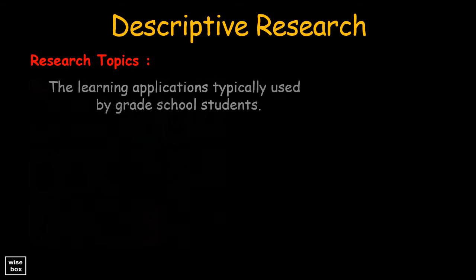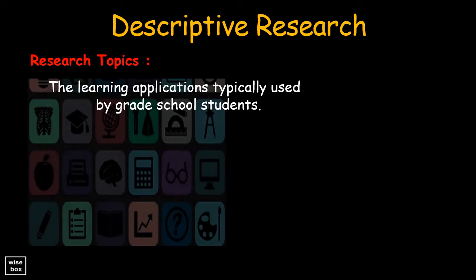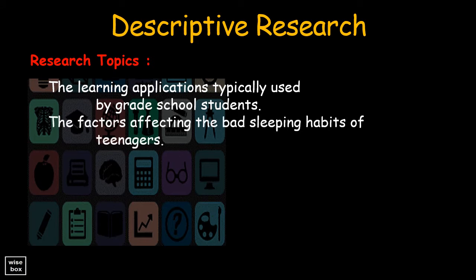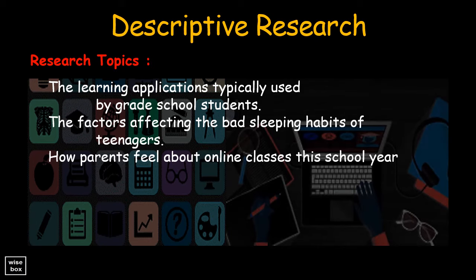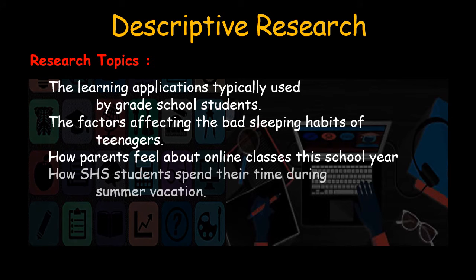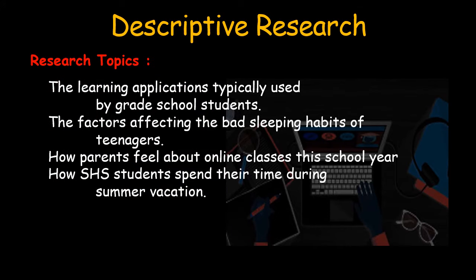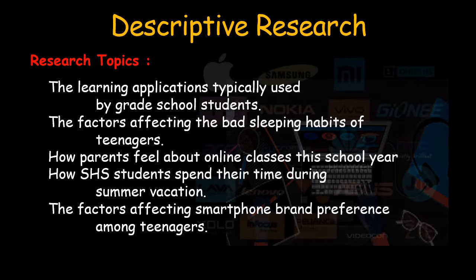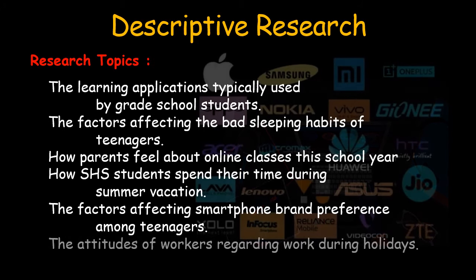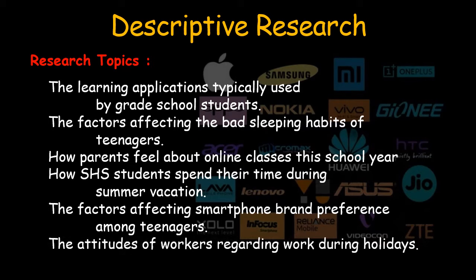Here are some research topics for descriptive research. The learning applications typically used by grade school students. The factors affecting the bad sleeping habits of teenagers. How parents feel about online classes this school year. How senior high school students spend their time during summer vacation. The factors affecting smartphone brand preference among teenagers. The attitudes of workers regarding work during holidays.